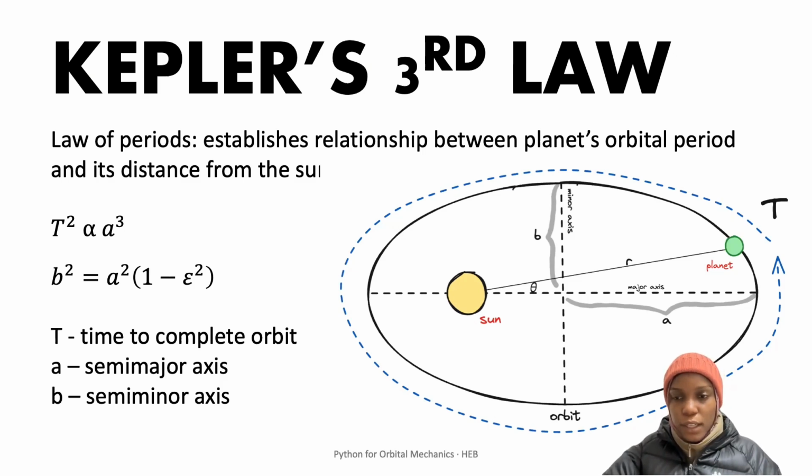So from here to here is what we call the major axis, right, of an ellipse. So the half of that is what we call the semi-major axis, and from here to here is the minor axis. So these two sections individually would be the semi-minor axes. So this law basically says that the distance from the planet to the sun directly affects the time it takes to orbit.